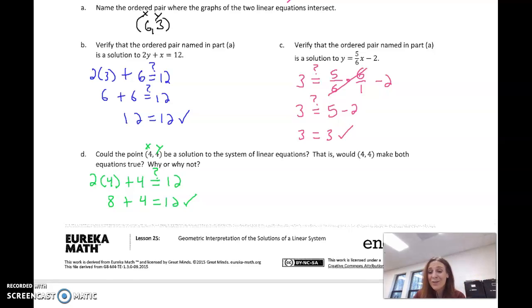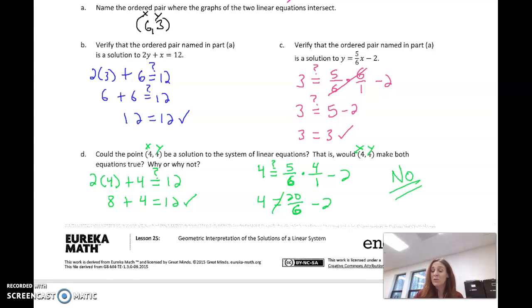The problem is it's not a solution to this one. x, y is (4, 4). Does that equal, I'm plugging it into this equation right here, 5/6 times 4 over 1, minus 2. So I just plug these values in here. And I'm not going to go through all of this. This ends up being 20 over 6 minus 2. Whatever that works out to be, it doesn't equal 4. So since that point isn't on both lines, it's not a solution.